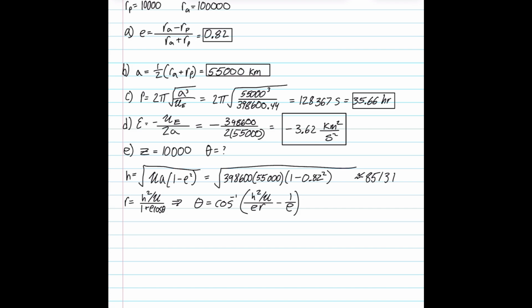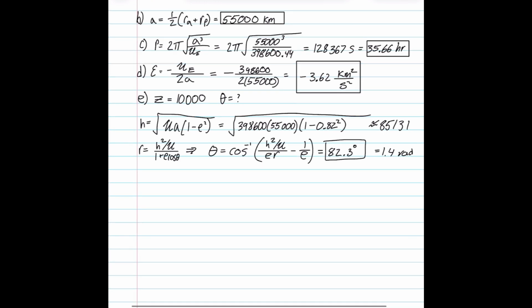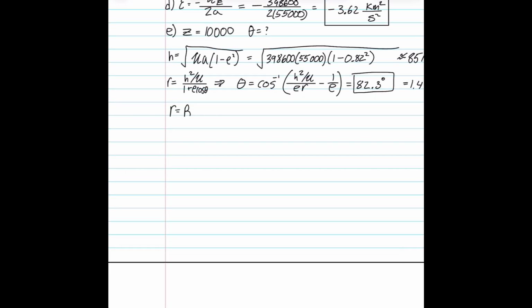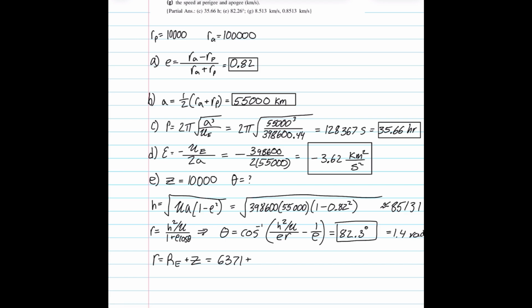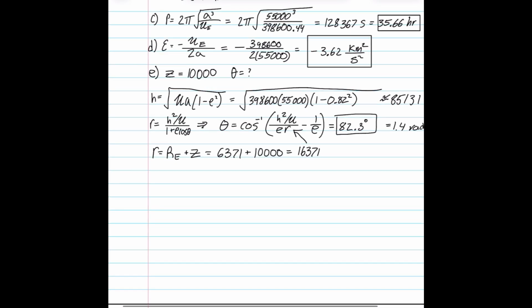And the value for R is the altitude, which is Z, plus the radius of Earth, which is 6,371 kilometers. And that is R. So that is what you would plug into the equation in order to find that the true anomaly is 82.3 degrees.